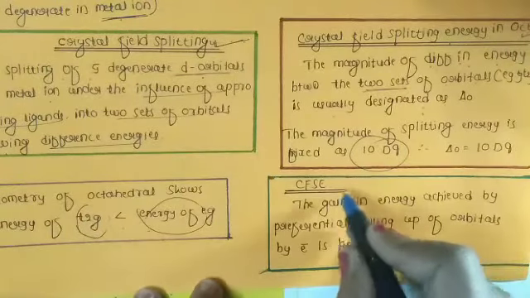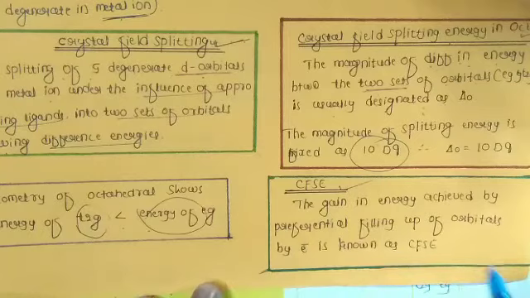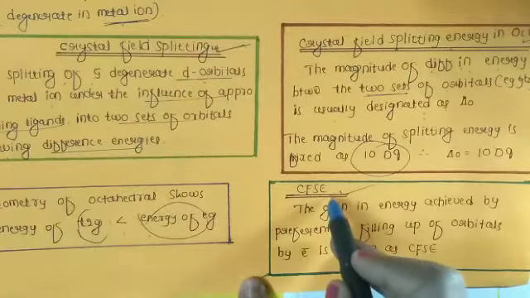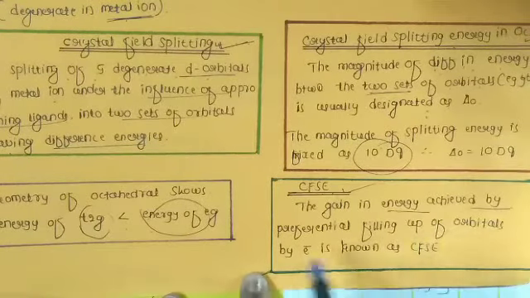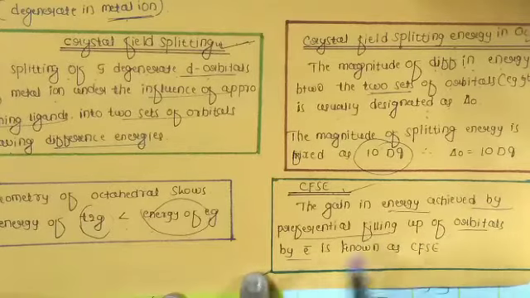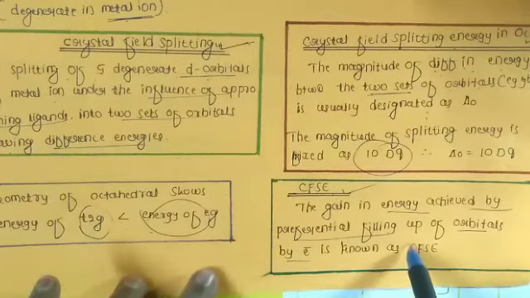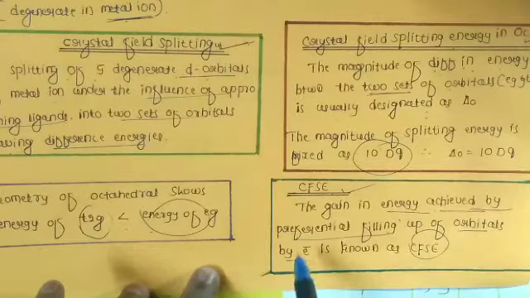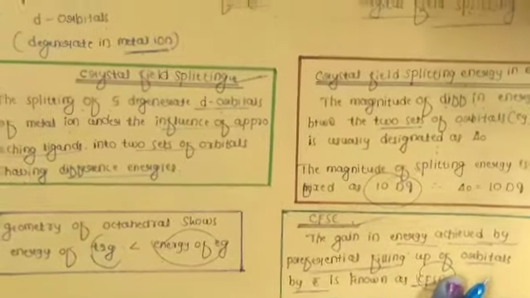Next one is CFSE, crystal field stabilization energy. What is meant by CFSE? CFSE means the gain in energy achieved by the preferential filling up of orbitals by electrons. It is defined as the energy achieved by preferential filling up of orbitals by electrons. It is known as CFSE.